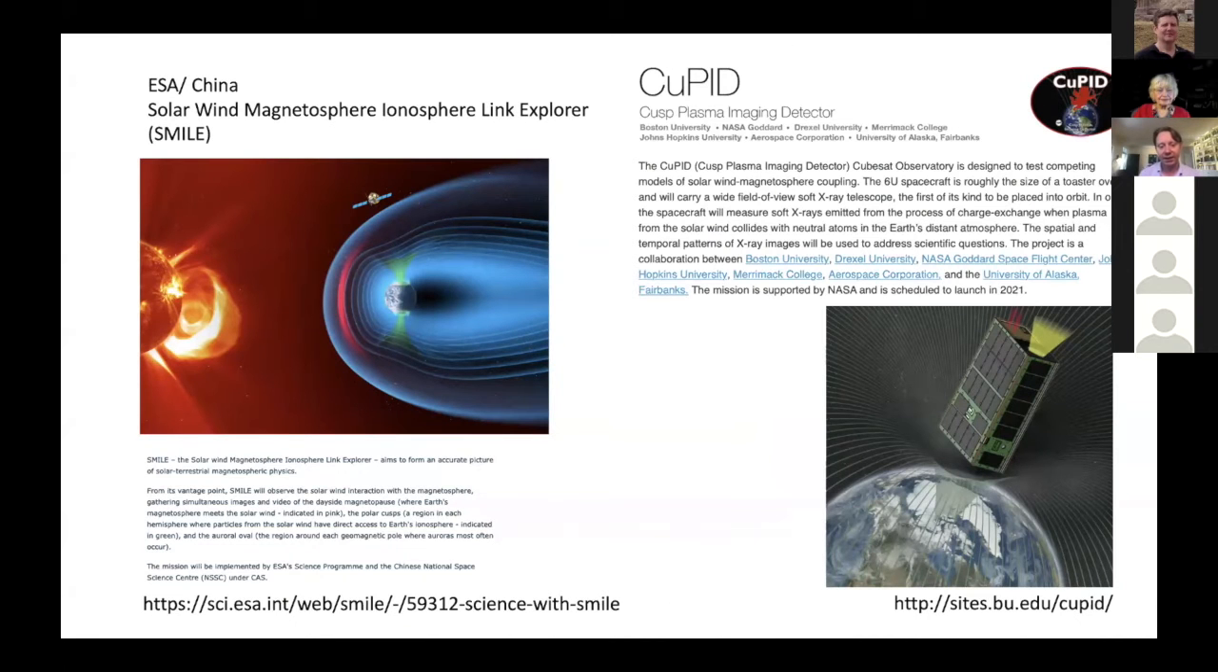Charge exchange emission is about to be used also to study the interaction of the Earth with the solar wind. There are 2 upcoming missions here. On the left, you have the European-Chinese mission called SMILE. I believe that's 2023. I forget the years. And on the right, there's a 6-unit small sat led by Boston University, which is called CuPID.